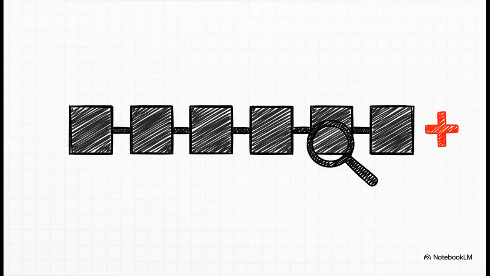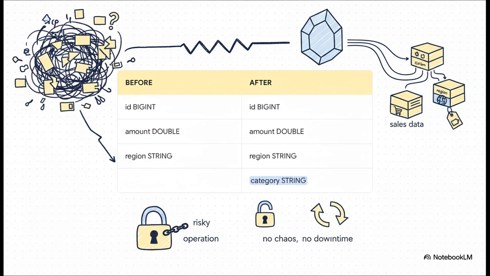Superpower number 2 is an absolute lifesaver for anyone who's ever had to deal with a data model that changes. It's called schema evolution. This is the magic ability to change your table's structure, maybe add a column, rename one, change a data type, without having to rewrite terabytes of old data or breaking every query that depends on it. For example, let's say we realize we need to add a category column to our sales data. In the old days, with old formats, this would be a massive, risky, all-hands-on-deck operation. With Iceberg, you just declare the change. That's it. Iceberg's metadata takes care of the rest, making sure that both old and new data can be queried together perfectly. It's amazing. No chaos, no downtime.